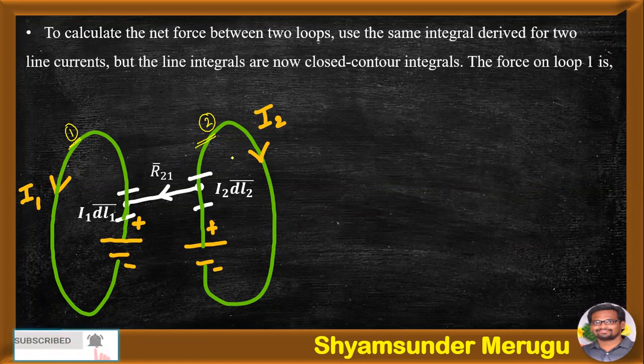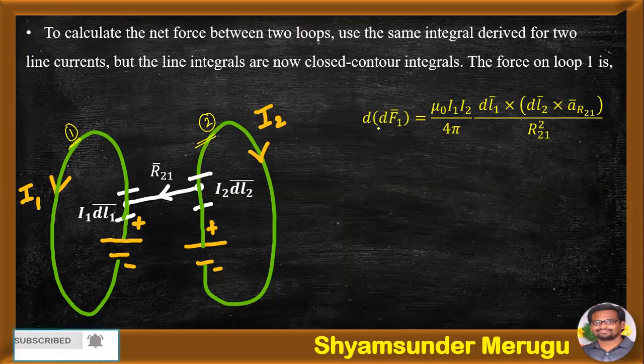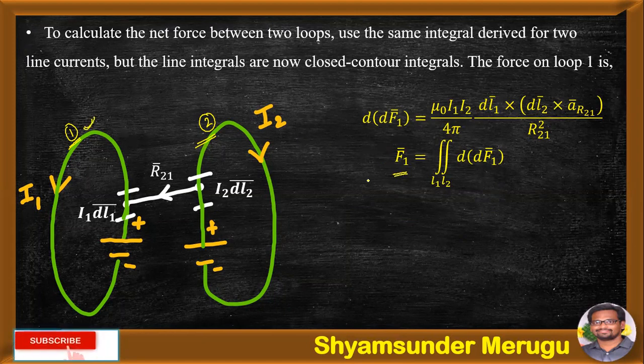To calculate the net force between the two loops, use the same integral derived for two line currents, but the line integrals are now closed contour integrals. So the force on loop 1 is dF1 bar equals mu naught I1 I2 over 4 pi dl1 bar cross (dl2 bar cross a_R21 bar) over R21 square. Now to get the total force exerted on loop 1, we have to double integrate the above expression, and now the integrals become closed contours. That is the only difference.